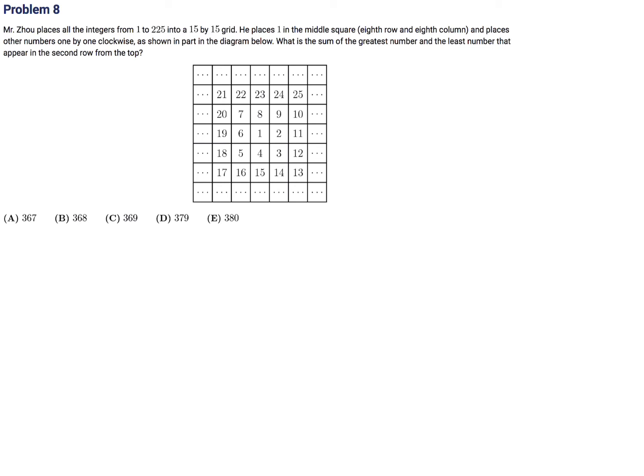What is the sum of the greatest number and the least number that appear in the second row from the top? In these types of questions, always look for a pattern. I've done enough to recognize the pattern that these diagonals look like all perfect squares, and they are. Starting from the center, it would be 1, and then 9, and then 25, and then 7 squared, 49, and then 9 squared, 81, 11 squared, 121, 13 squared, 169, and then finally 15 squared, which is 225, and that's the maximum number since that is the upper limit.